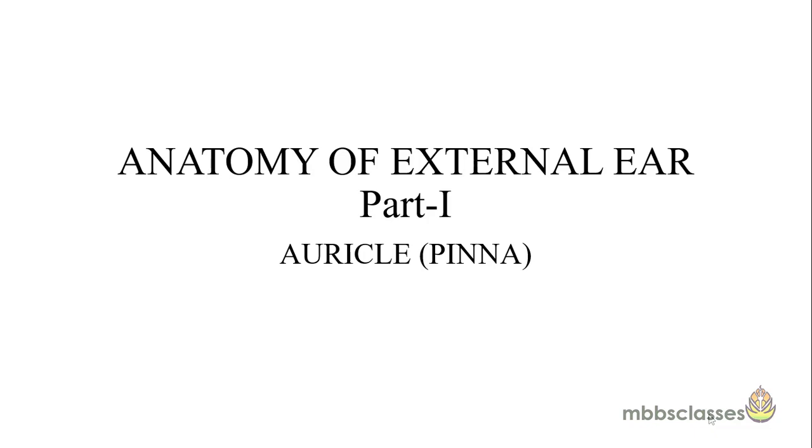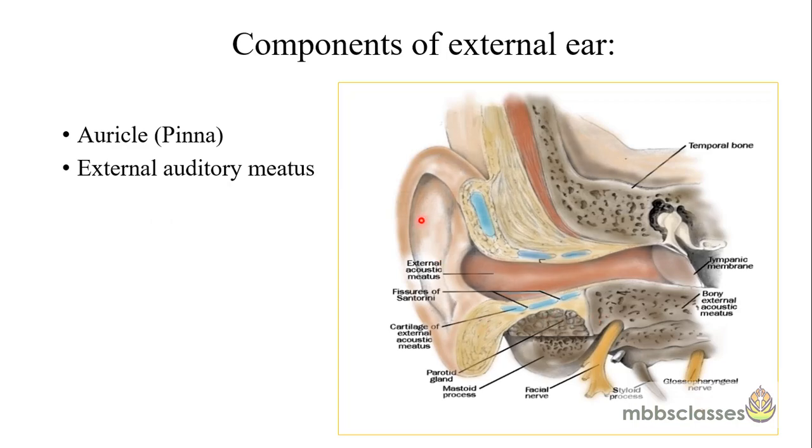In this video, we'll discuss the anatomy of the external ear, and we'll confine our topic to the auricle. The external ear is composed of two components. As you can see here in this diagram, this is the pinna or the auricle. The auricle or the pinna is attached to the lateral part of the head by muscles and ligaments. And the second component of the external ear is the external auditory meatus.